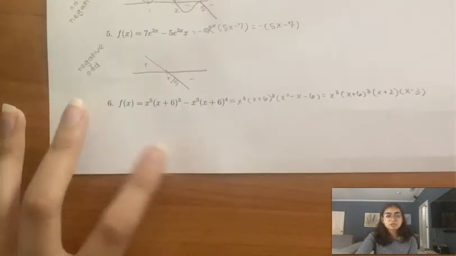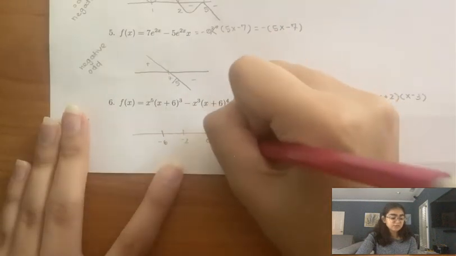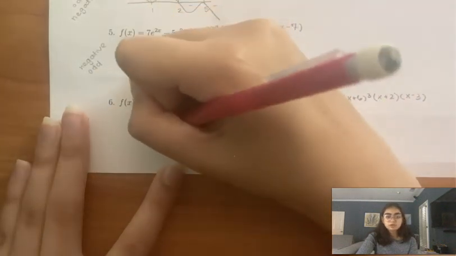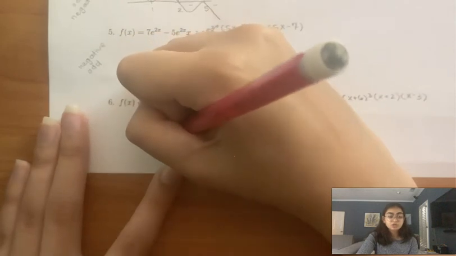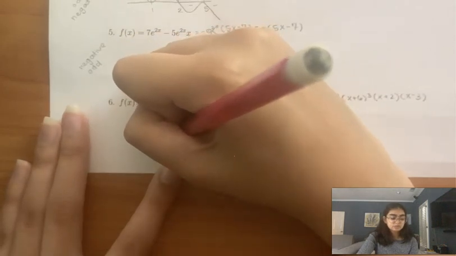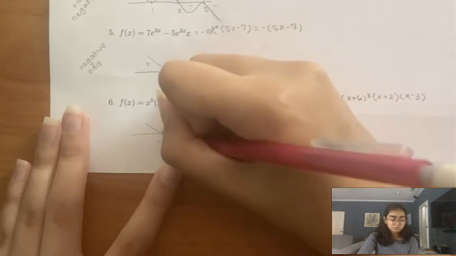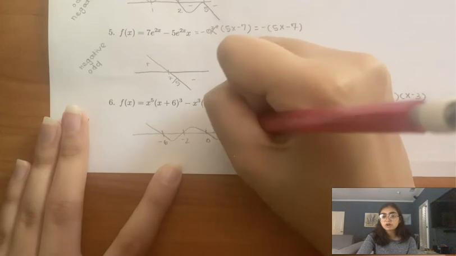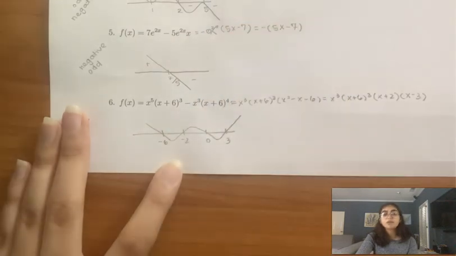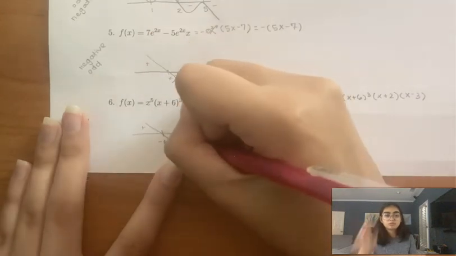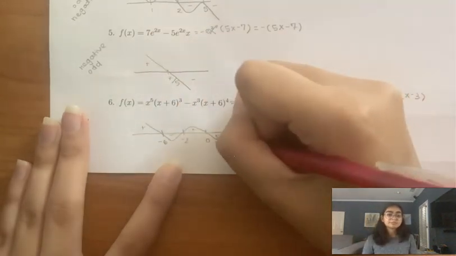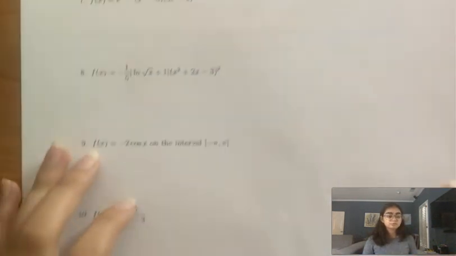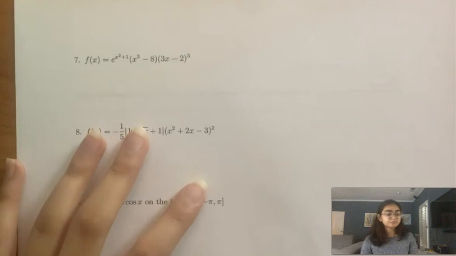Then we're just going to draw out our zeros. We have negative 6, negative 2, 0, and 3. And we're going to go through negative 6, go through negative 2, go through 0, and go through 3, since all of our exponents in this case are odd. So we're going to just curve through and go all the way through each of the points. Then we're just going to mark what's negative and what's positive and move on. All right, number 7.